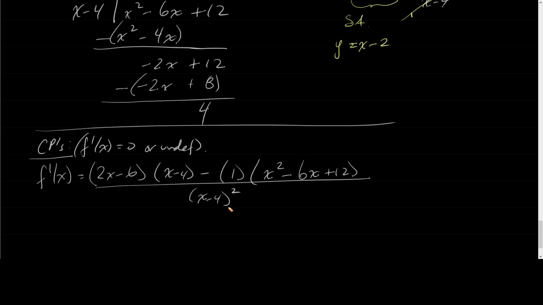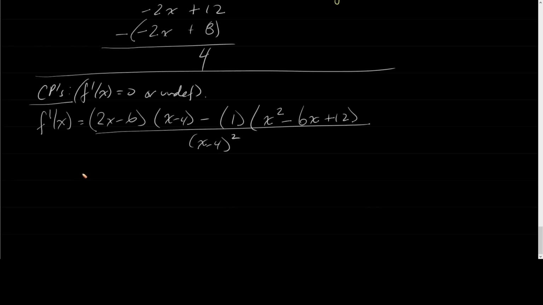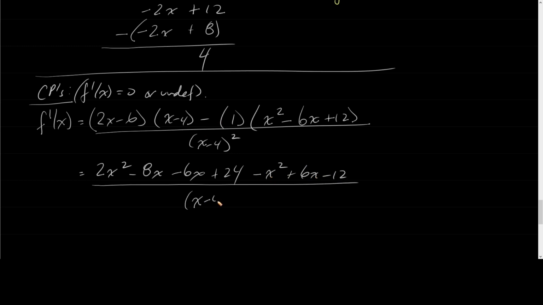All right, so now that we have this, let's see what we can do with this. We can expand the numerator by multiplying everything out as much as possible. So in here, 2x times x, 2x squared, 2x times negative 4, negative 8x, negative 6x times x, negative 6x squared, negative 6 times negative 4 is positive 24. Cool. Distribute this negative 1: negative x squared plus 6x minus 12. All of this over the bottom squared. Never expand the denominator, always expand the numerator, so that we can see if we can factor anything out.